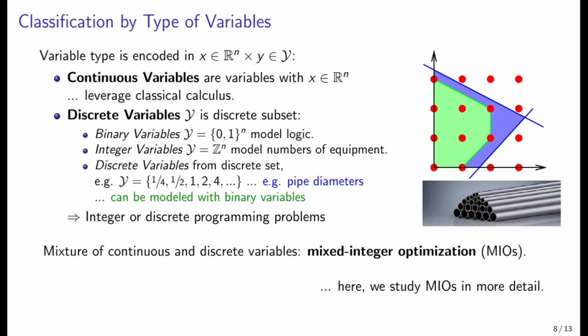And so whenever we have discrete variables, then we get discrete integer optimization or programming problems. And in many cases, we have a mixture of both continuous and integer variables. So we call them mixed integer optimization problems. And this is what we study in this course. So that's sort of critical.